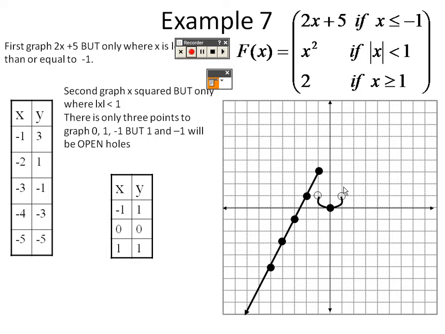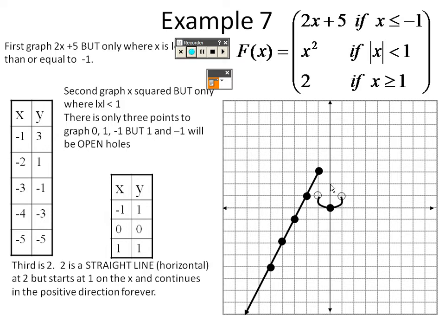Then the line 2 is just a straight line at 2. But I only graph it from 1, which is right there, on out to infinity. And there's your piecewise function graphed.